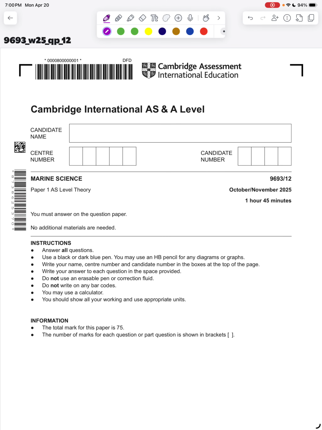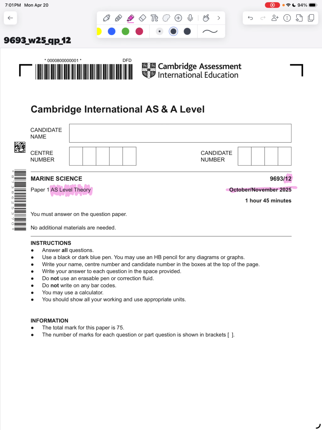This is going to be a review of the AICE Marine Science October-November 2025 Paper 1 Time Zone 2. And this is for AICE Marine Science, and as it is a Paper 1, this is going to be covering the AS level, and this is the first paper that's pretty much comprehensive of the syllabus, or referred to as the theory paper.